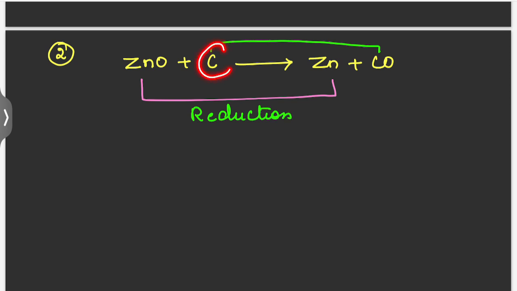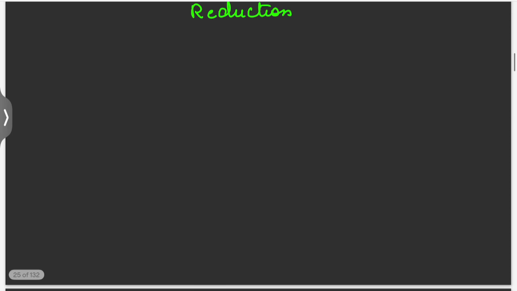Now compare carbon. Carbon is converted into carbon monoxide. Here only carbon is present, so you have to add oxygen. After adding oxygen, carbon monoxide is formed. So there is addition of oxygen. Addition of oxygen is called oxidation. Therefore carbon will undergo oxidation. I'll write here oxidation. You will write carbon undergoes oxidation to form carbon monoxide. Is that simple? We'll try one more example.